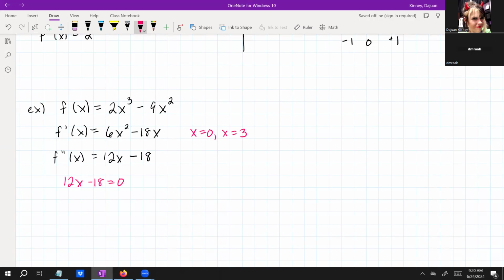12x equals 18. X equals, divided by 3 is 6, divided by 3 is 4. I could have divided by 6, 3/2. Okay, we only have one value there. So that makes it a lot easier.